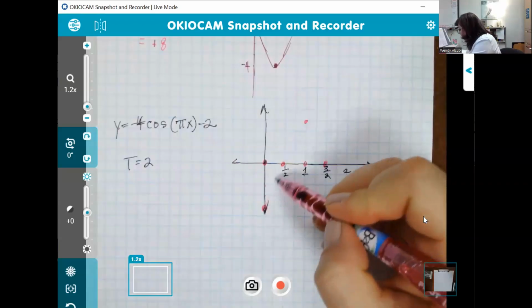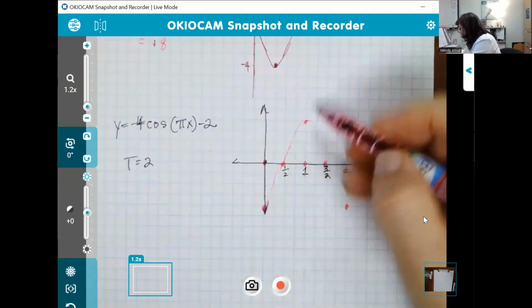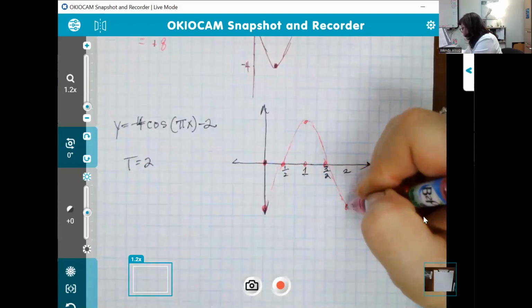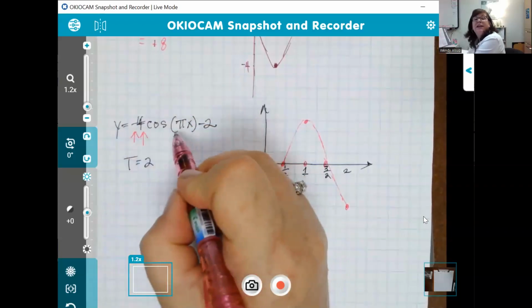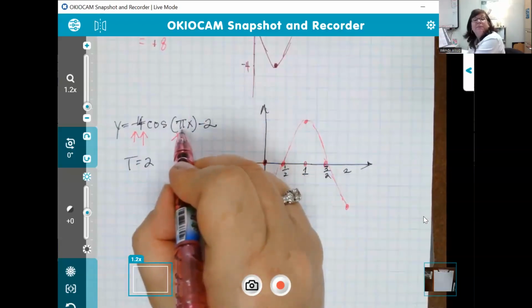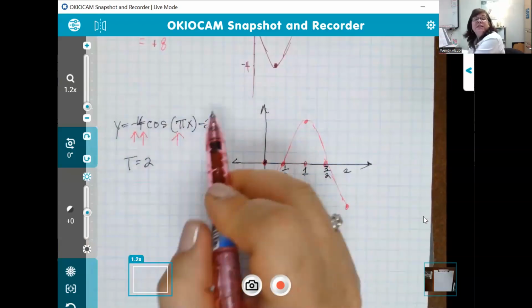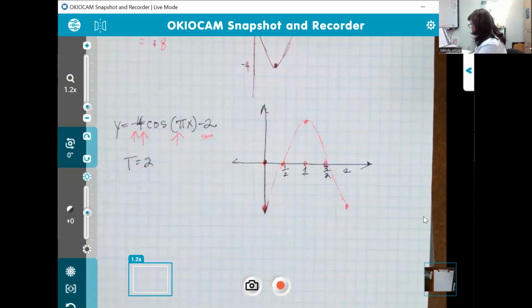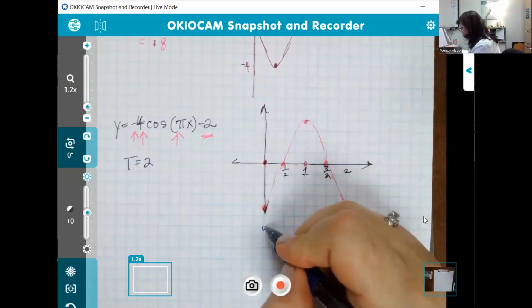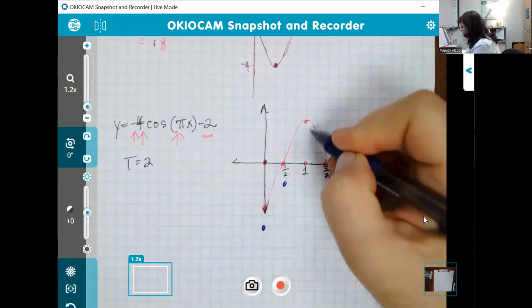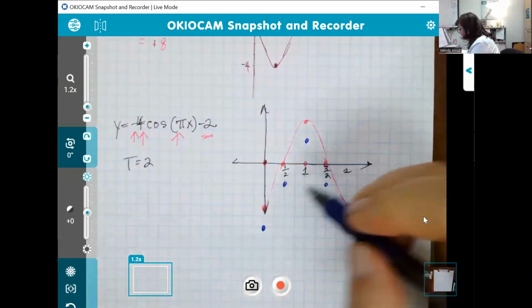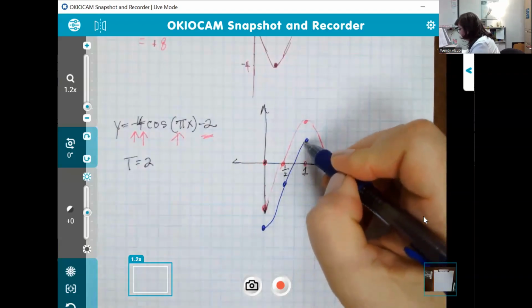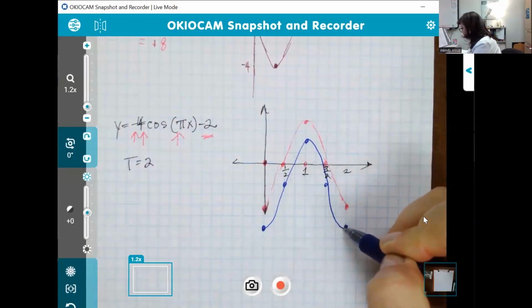So before I use my transformation, it's going to look something like this. This takes into account the negative, the 4, and the new period, the pi, the omega. What it doesn't yet take into account is moving it down 2. So I need to do one more step here. I will pull out my blue pen, and I've got to move the entire thing down 2. So my final version of this is going to be more like that.